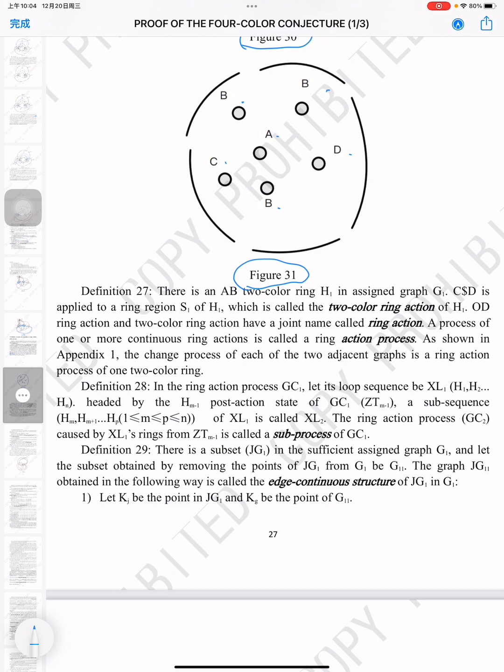Definition 28. In the ring action process GC1, let its loop sequence be XL1, H1, H2, and so on to Hn, headed by the H M-1 post-action state of GC1, ZTM-1. A subsequence of XL1 is called XL2. The ring action process GC2 caused by XL1's rings from ZTM-1 is called a subprocess.